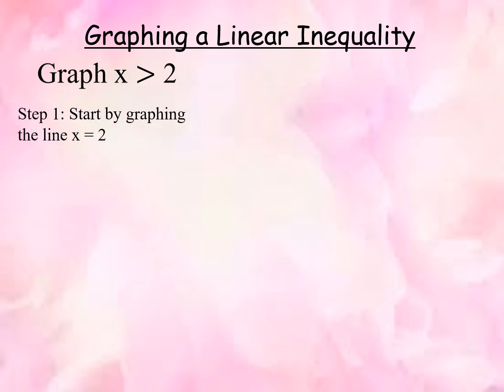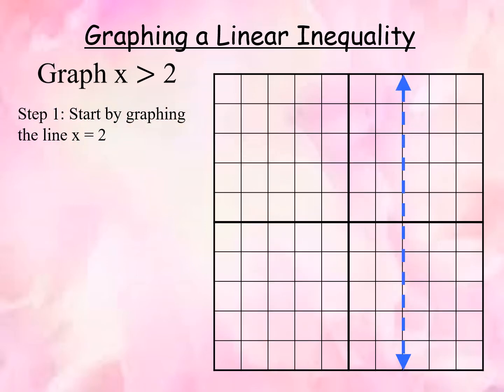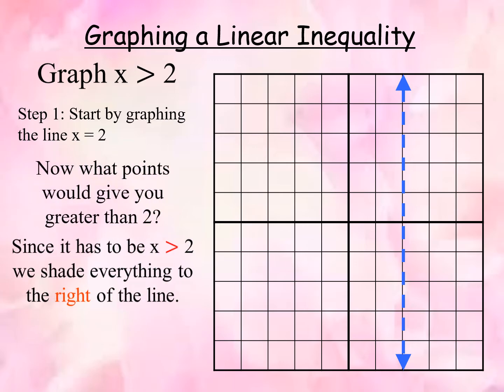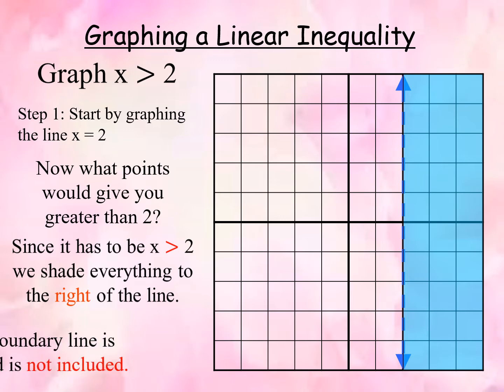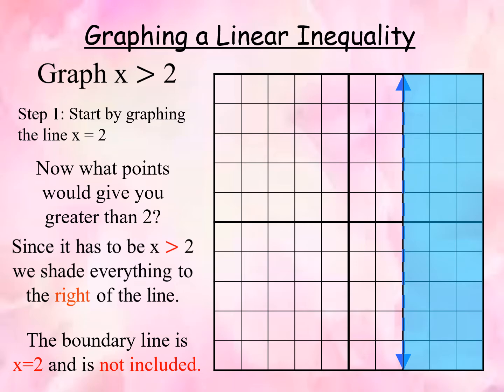Now let us graph x is greater than 2. Here, we locate x equals 2. Then we are going to draw a broken line, and the direction is going to the right. So all the numbers greater than 2. The boundary line x equals 2 is not included, so all the numbers greater than 2 are included in the solution set. If we have a broken line, the boundary line is not included.